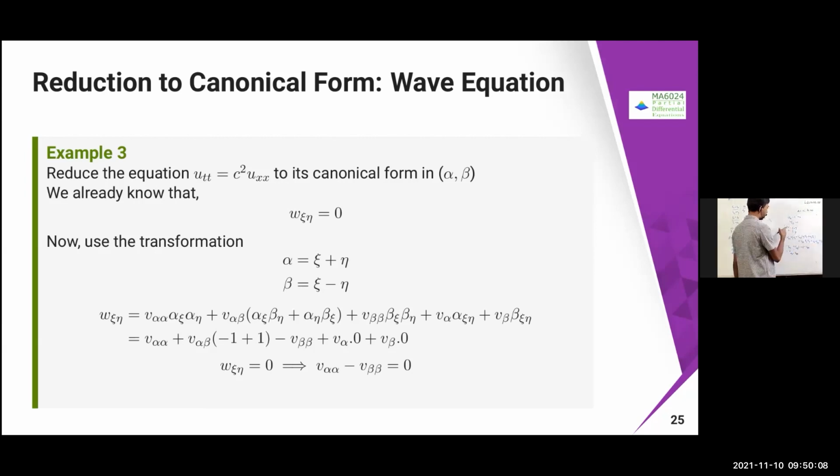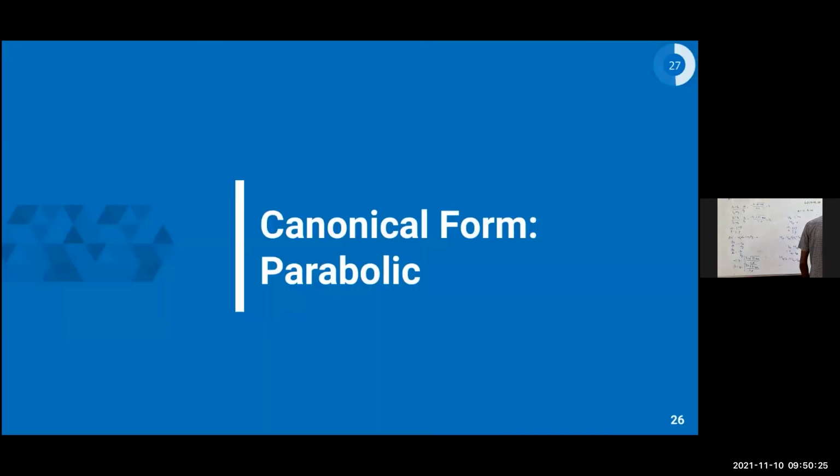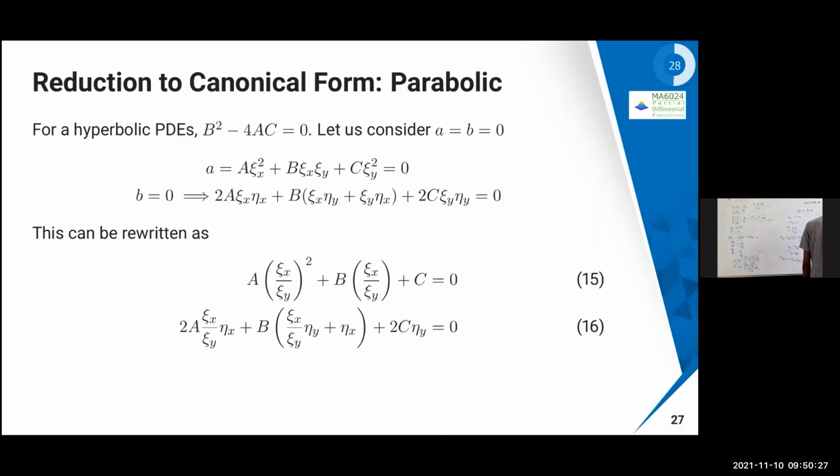So if I have w chi eta equal to 0, that implies v alpha alpha minus v beta beta equal to 0. That's what we claimed in the last one. So it is the same problem, we are getting it in a different way.